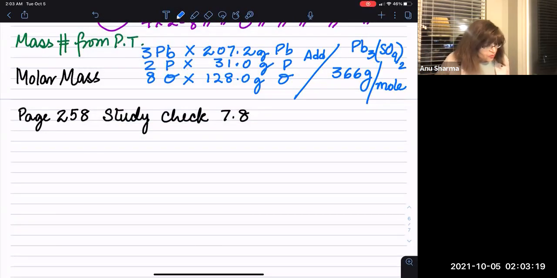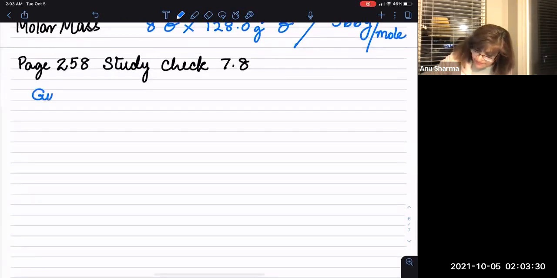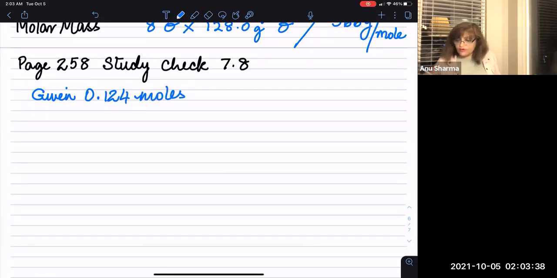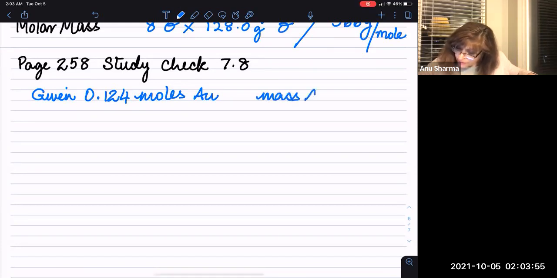All right, so here we see that the problem is a dentist orders gold to prepare dental crowns and fillings. Calculate the number of grams of gold present in 0.124 moles of gold. So you are given 0.124 moles of gold. This is given. Calculate the number of grams of gold present. So we are saying grams. So the mass of gold in grams is how much?